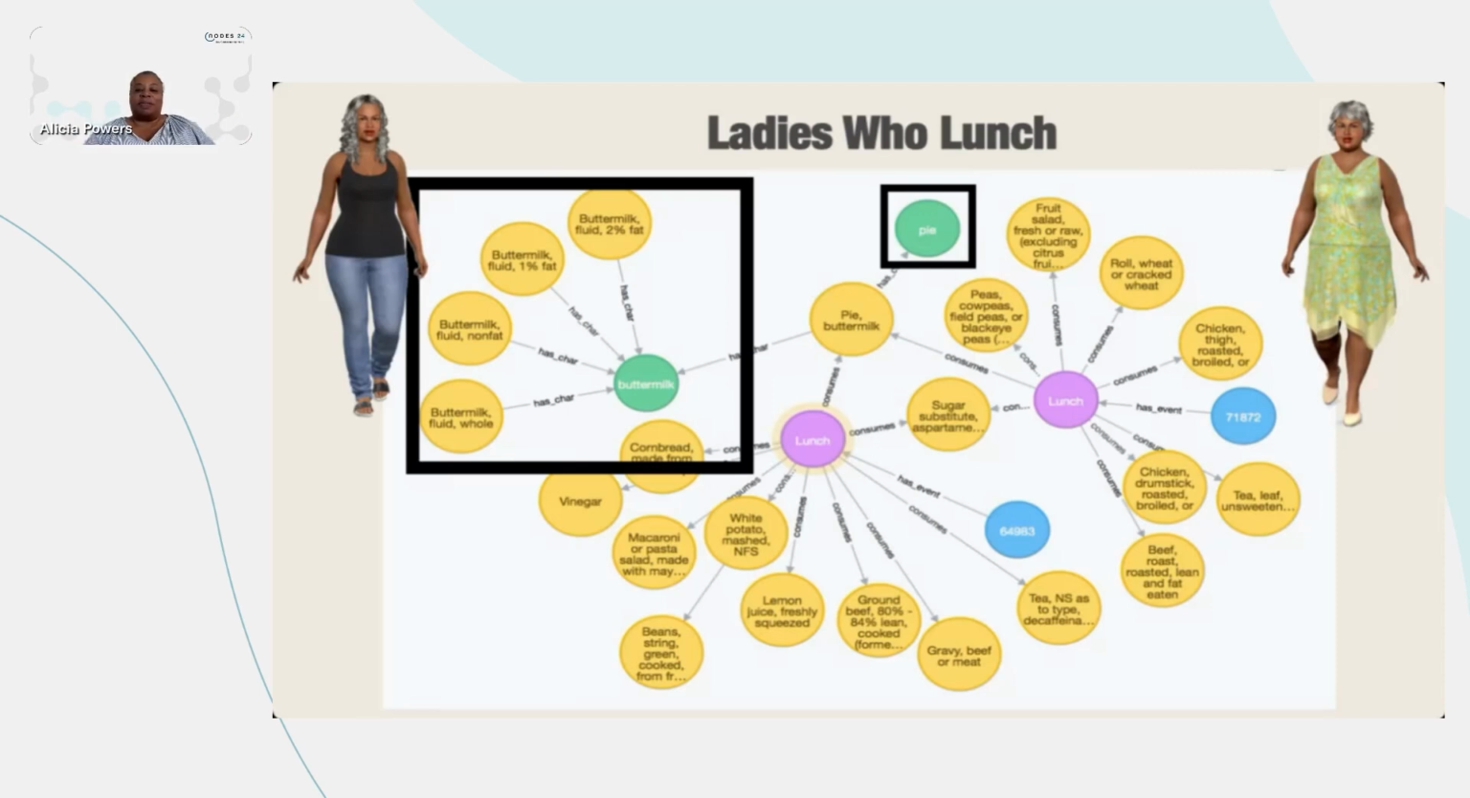And then they share this buttermilk pie. And what I did, the green nodes are the characteristic nodes. So you'll see a characteristic node called buttermilk, and that's linked to all the different things that have to do with buttermilk. And then pie is linked to other pies, as well as having characteristics like it's sugary. And so my goal was to start to build out this graph connecting all the different types of food to one another.